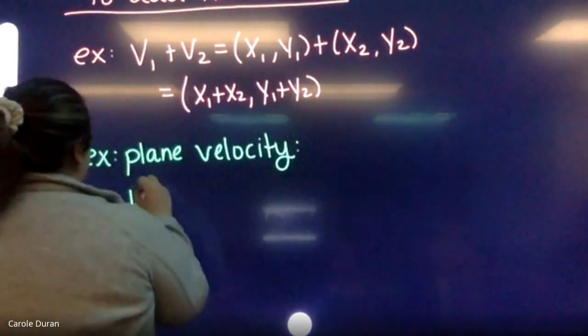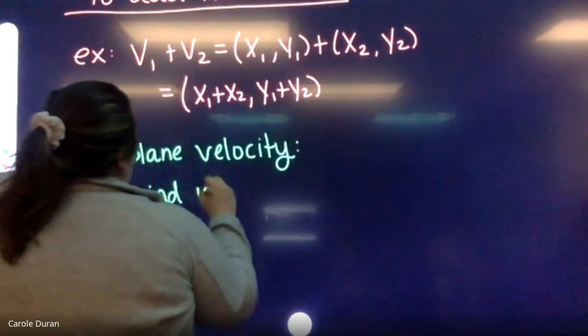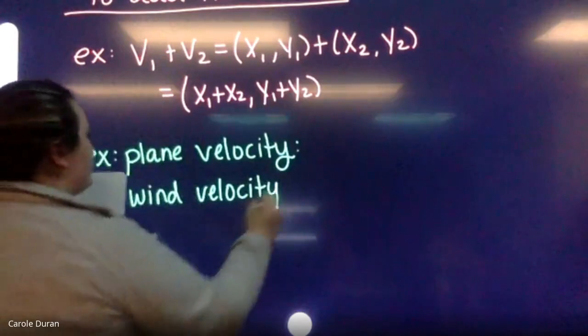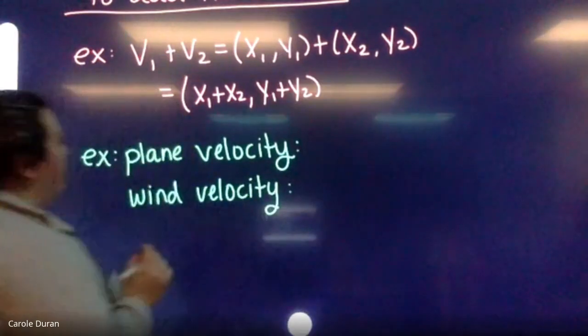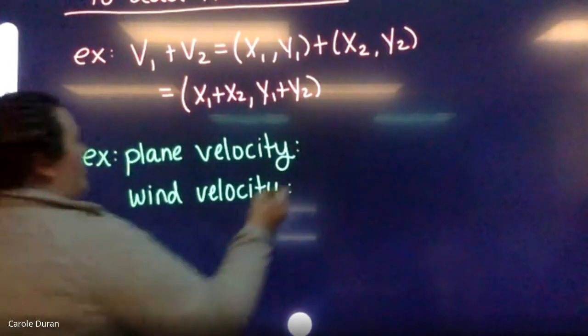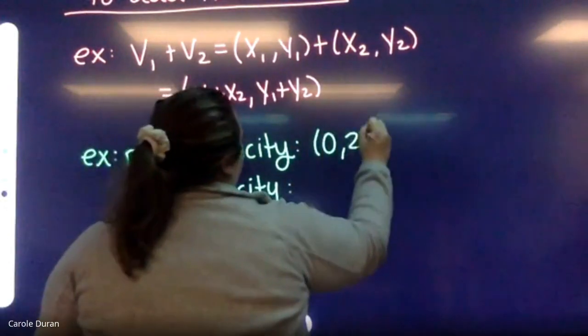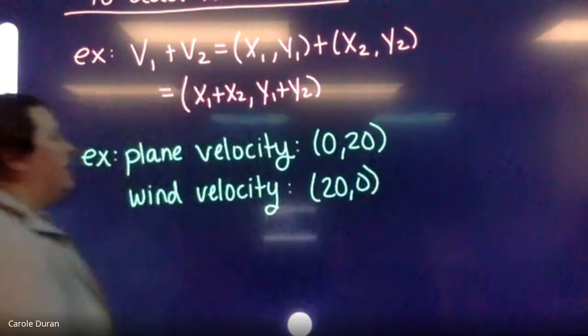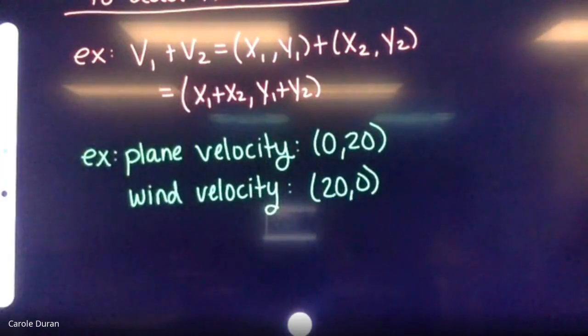So what we're going to do now is look at another application of where we could possibly use this. We're going to assume that we have a plane and we have wind, each of which has its own velocity. We're going to assume that the plane velocity gives the point 0, 20 for its vector, and that the wind velocity gives the point 20, 0 for its vector.